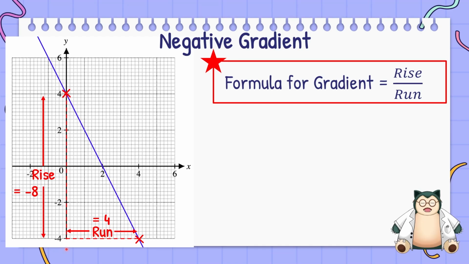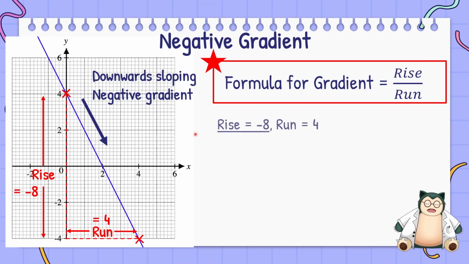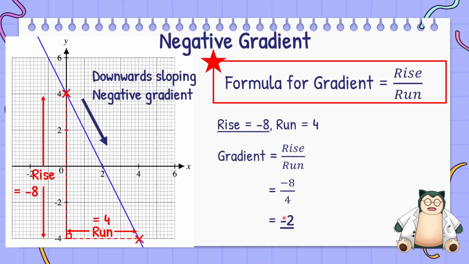That's a difference of 8, and because it's going downwards, to a smaller number, it is negative. So then our rise value is -8, our run value is 4. Substituting back into our equation, we get a gradient of -2. Hope everything is good so far.